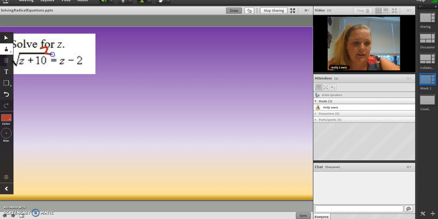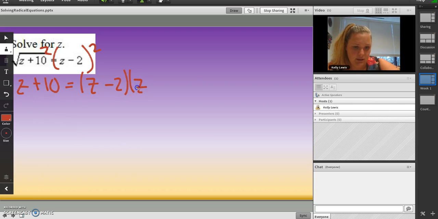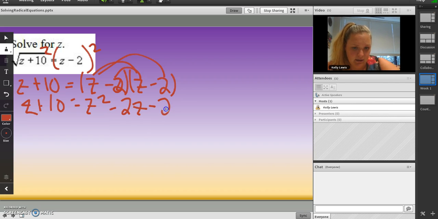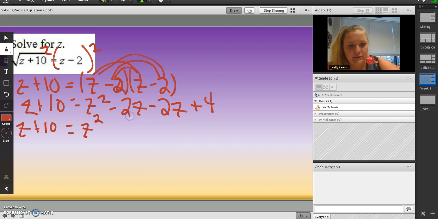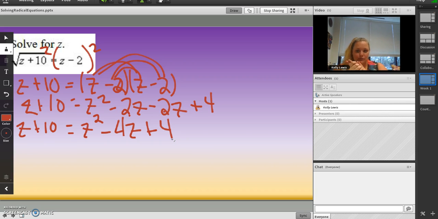All right, I'm going to square this. So we get z plus 10 equals (z minus 2)(z minus 2). Let me do my 2's that way. z plus 10 equals z squared minus 2z minus 2z plus 4. Z squared, right? Negative 2z and a negative 2z is a negative 4z plus 4. And we have a squared and a regular together, so I need it to equal 0.